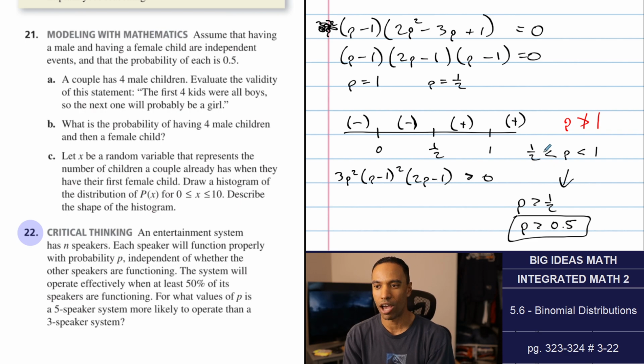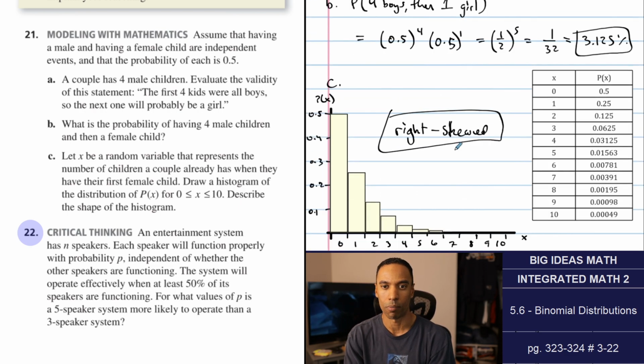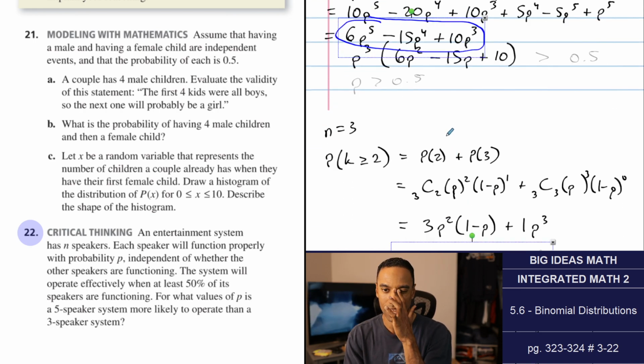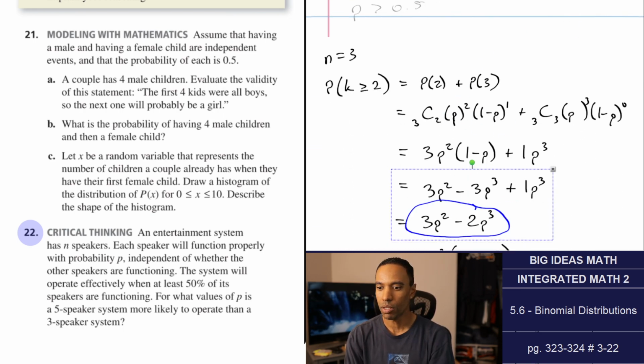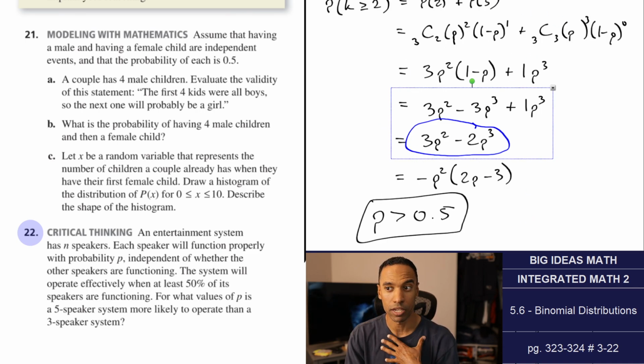IM1 or IM2 crowd might not understand that. IM3 crowd, if you're near the tail end of things and you want to practice things, you possibly can understand that. But there's some big old work there. P is greater than 0.5 is my, to me, assured answer.